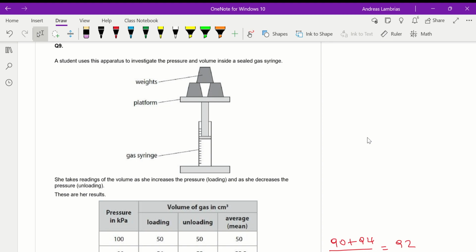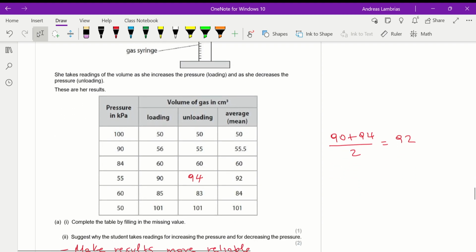Okay, so this question is telling us that the student is using this apparatus to investigate the pressure and volume inside a gas syringe. So they're putting weights on this platform, which pushes the plunger of the syringe down, and the volume changes. And the student is taking the values of the volume and the pressure while loading the weights and then when unloading the weights.